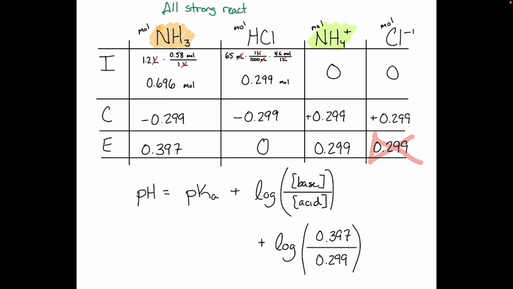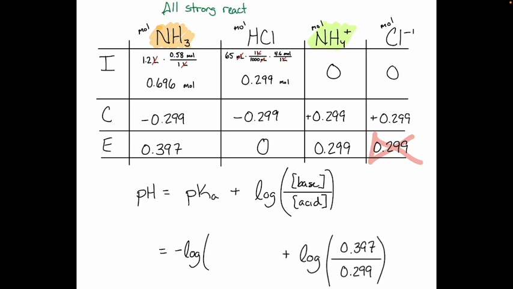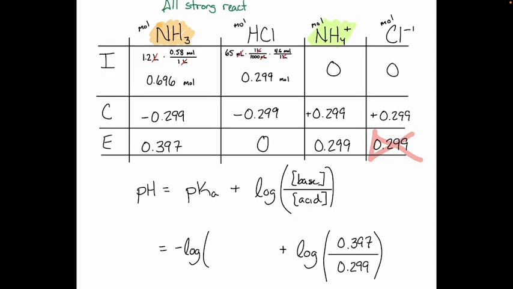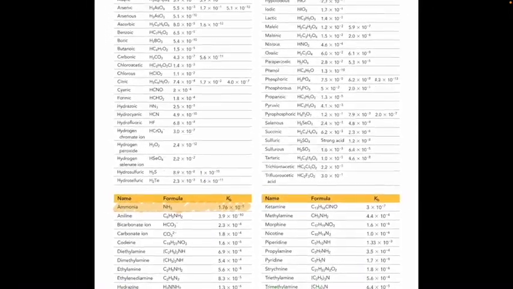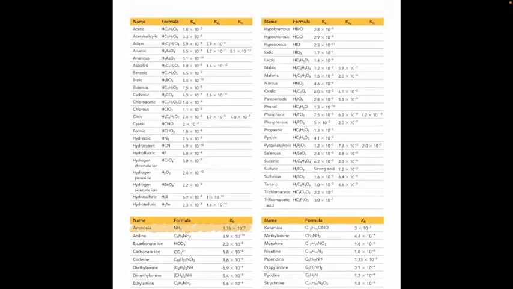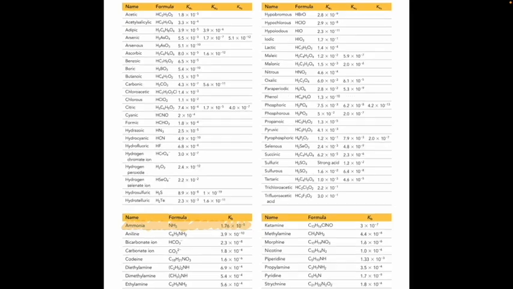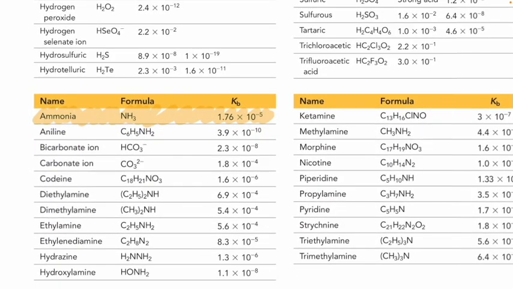All right. But now for my pKa, I need to take the negative log of that Ka value. But I got a problem. If I go to my pKa table, I do not have a Ka. Ammonium is not listed on that acid part. It doesn't have a pKa. All I have is a Kb of ammonia.